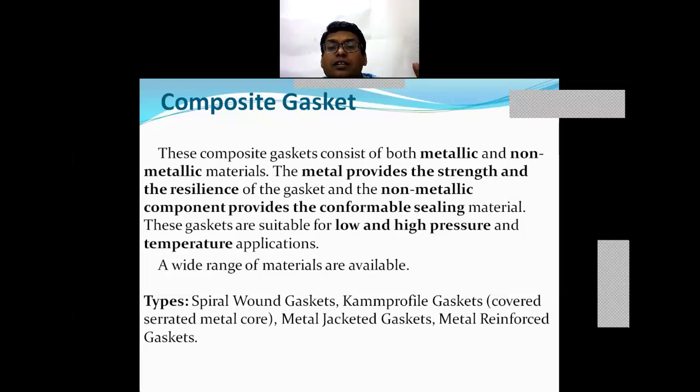When we consider the deformation of the material, that material should be a soft one. But when we consider a soft material, it will not have the strength. So we are making a combination of a metallic and a non-metallic material. The metal provides the strength and resilience, and the non-metal provides the easy deformation, the conformable sealing material.